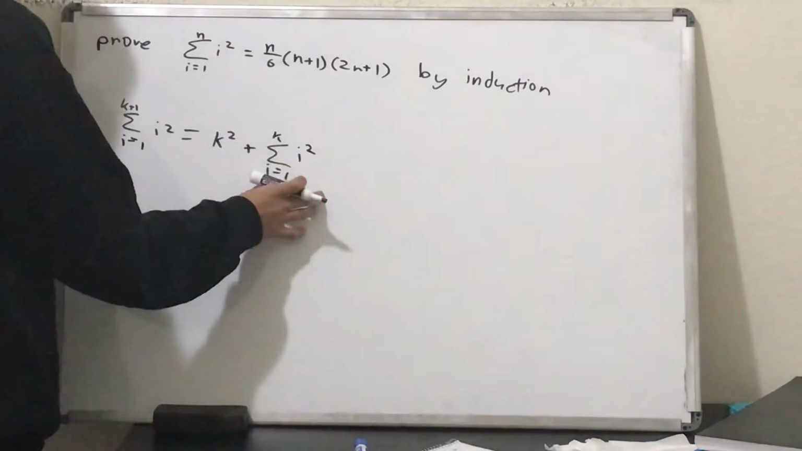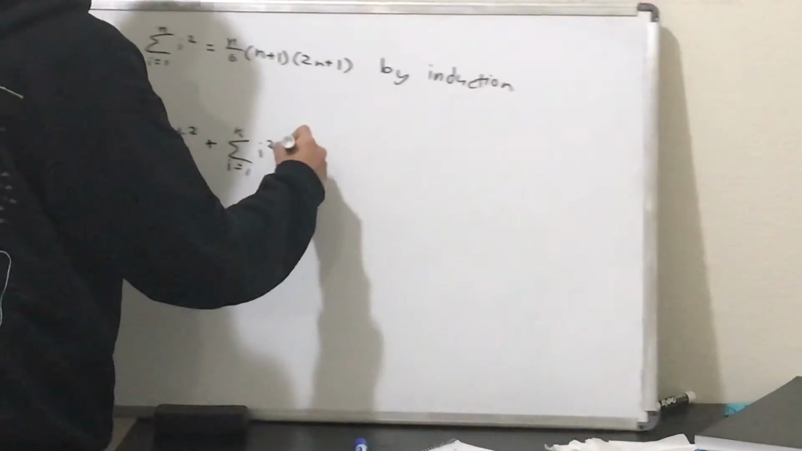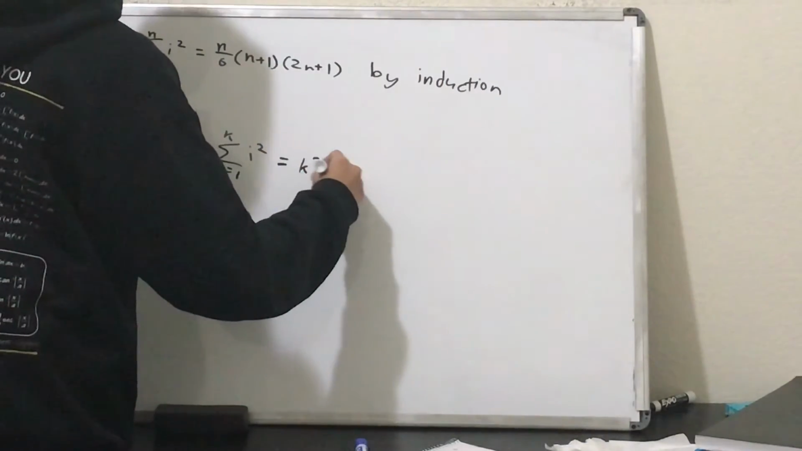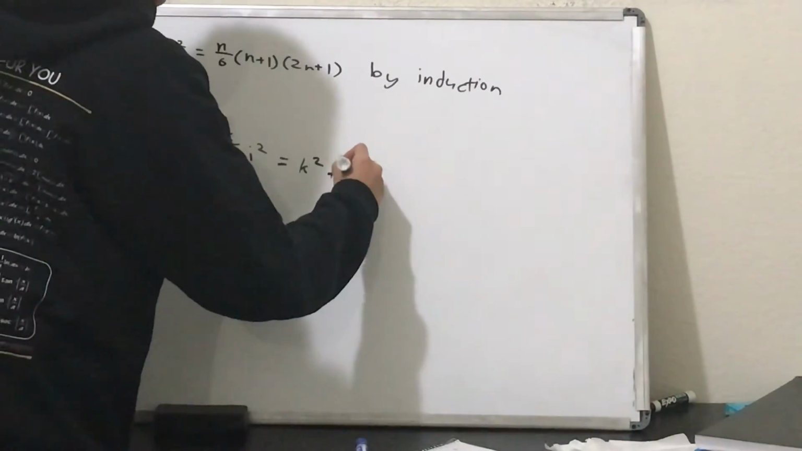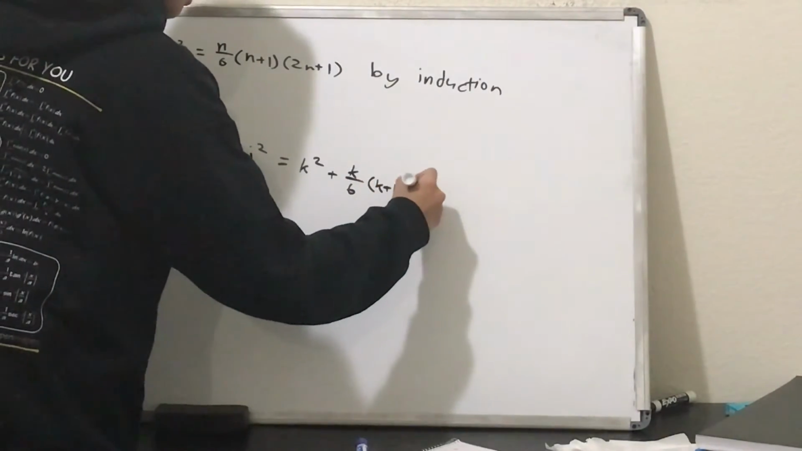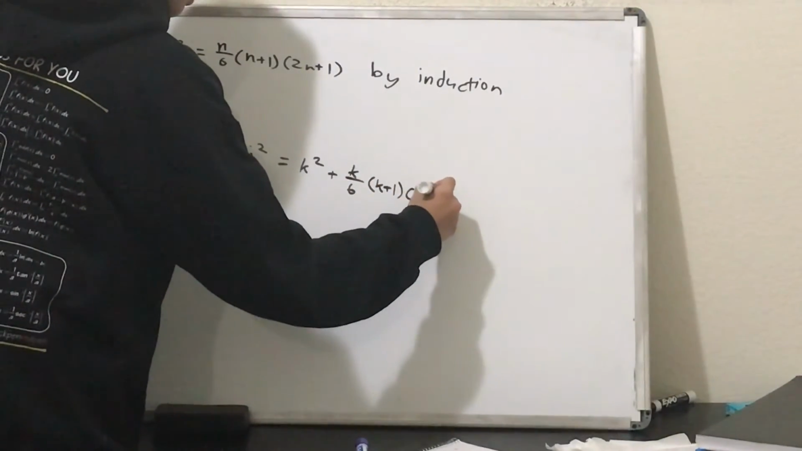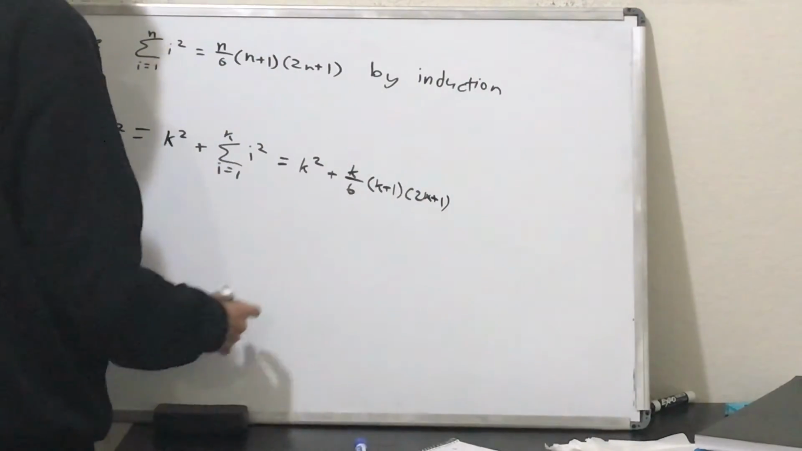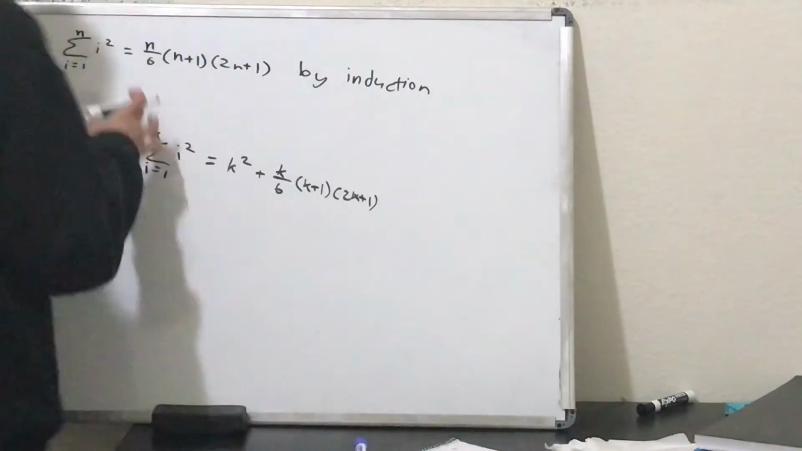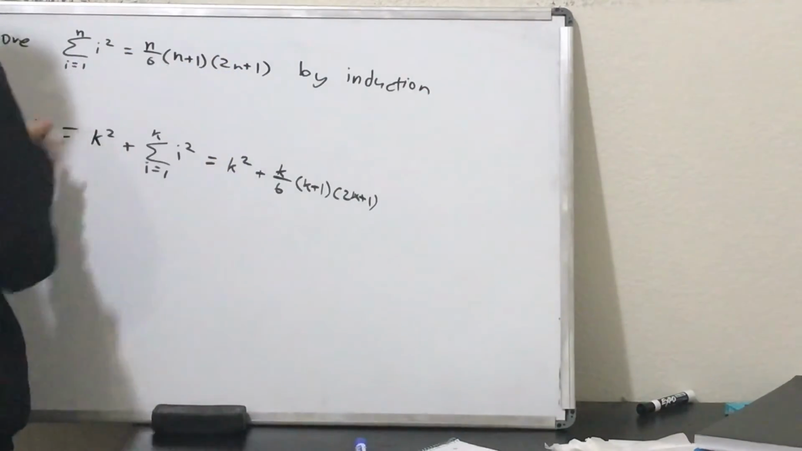And we know this formula works for n is equal to k, so we'll go ahead and plug that in. So we get k squared, and then plus, we'll plug this in. So we get k over 6 times k plus 1 times 2k plus 1, right? And our goal is to show that this is going to be equal to if you plug in k plus 1 in here, right?